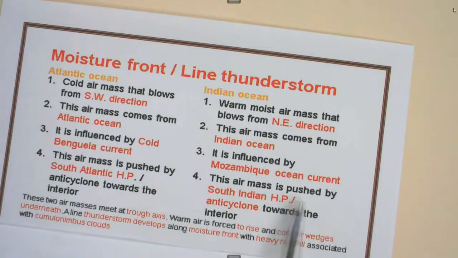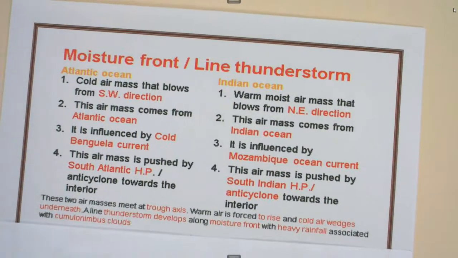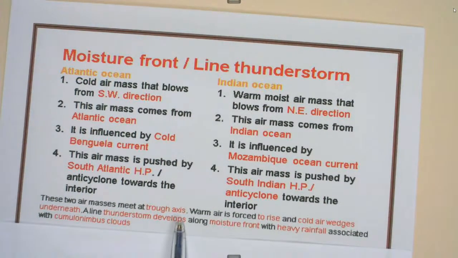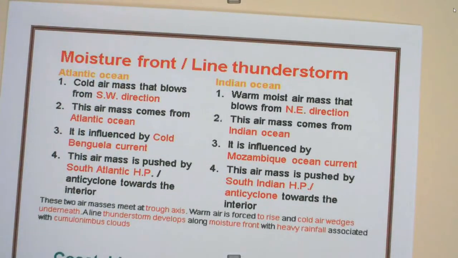And on the other side, it is influenced by the Mozambique current, which is a warmer current. This air is pushed by the South Indian high pressure cell. These two air masses meet at the trough axis. Warm air is forced to rise, and the cold air wedges underneath. A line thunderstorm develops along the moisture front with heavy rain associated with cumulonimbus cloud.